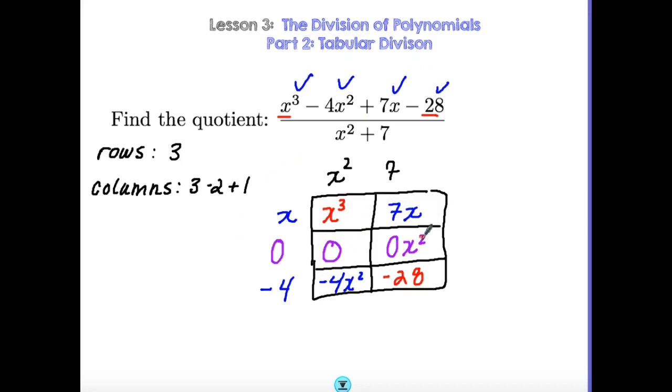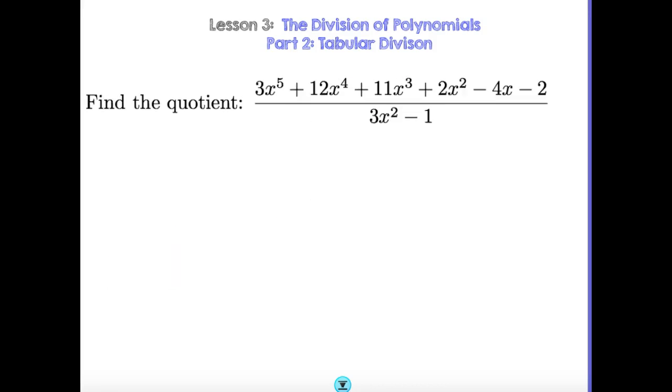So don't be surprised. This is a different example now. Look, we have a 0 column, or excuse me, 0 row here, and that can happen. So our quotient is just x minus 4. It's just that simple, x minus 4. Okay, so let's look at one more example.